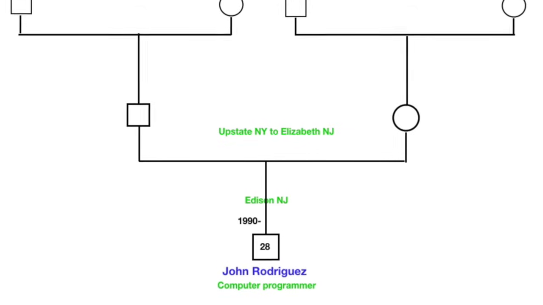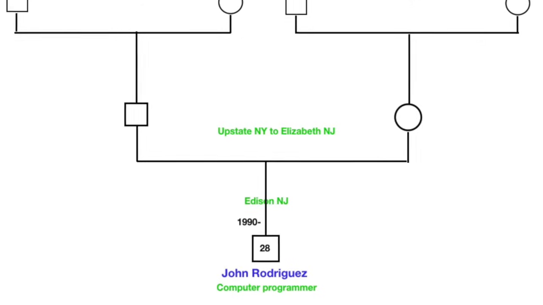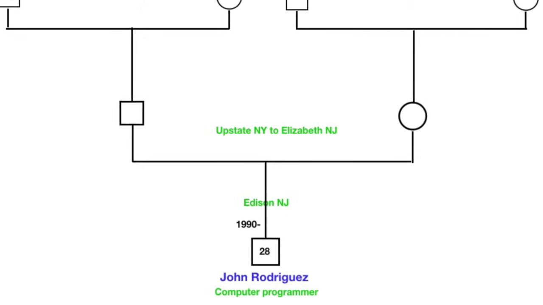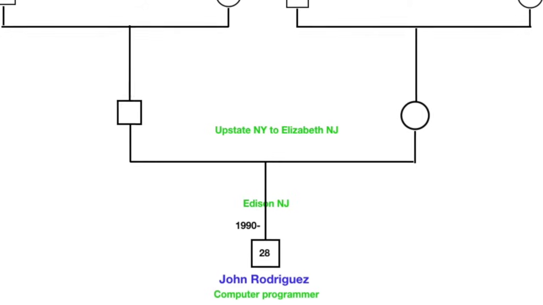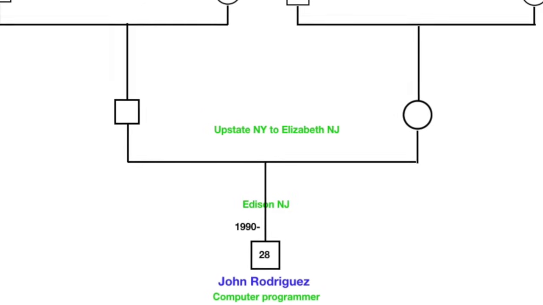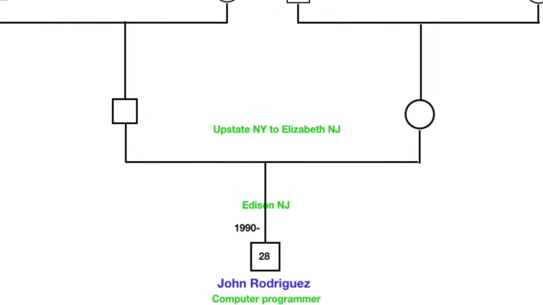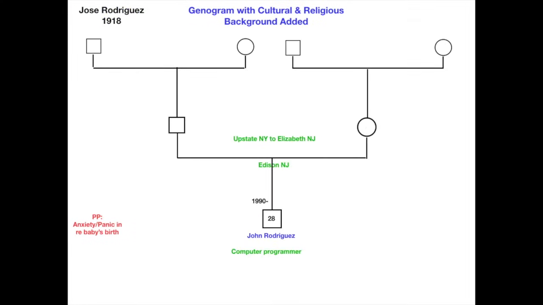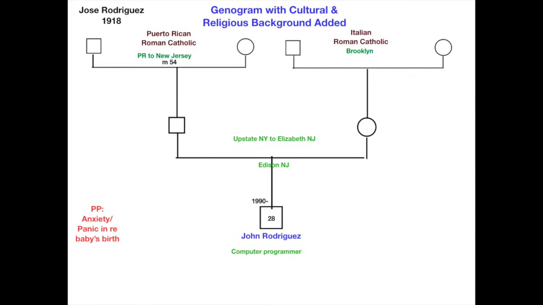We add his age, 28, inside the square, his name written below, and his birth date, 1990, written above and to the left of his symbol. His location then goes above the birth date, and his occupation wherever we can fit it. We add also his cultural heritage. His father's family was from Puerto Rico, and his mother's family was Italian.